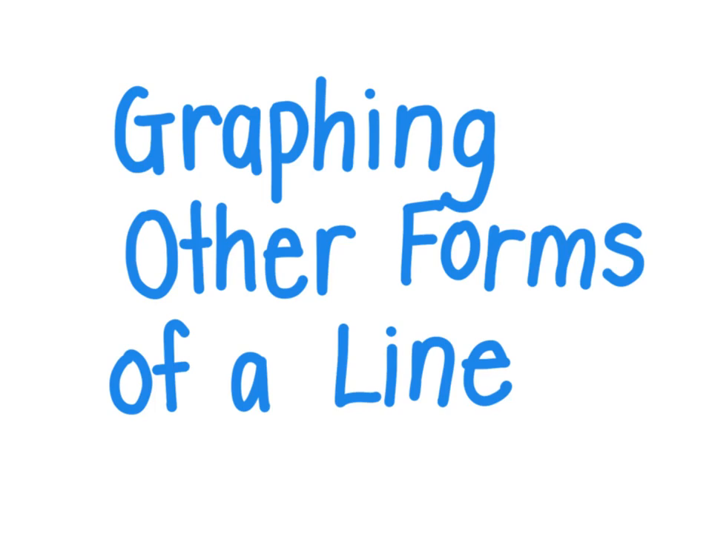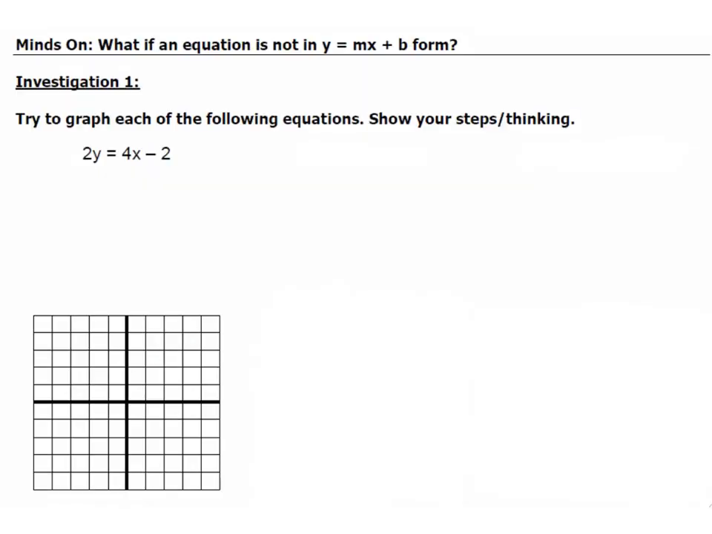Hi everyone, today we'll look at what to do when an equation of a line is given to us in a form other than y equals mx plus b. Let's imagine we were given the equation 2y equals 4x minus 2. In a case like this, the y is not on its own, so the equation is not technically in the form y equals mx plus b.